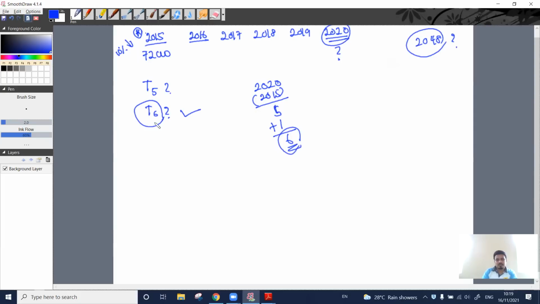What should be the term value there for 2048? 2048 minus 2015 plus 1. What it should be? 34. It means to get the value in year 2048, we need to find the 34th term. Whatever years you think, do it this way rather than one by one.